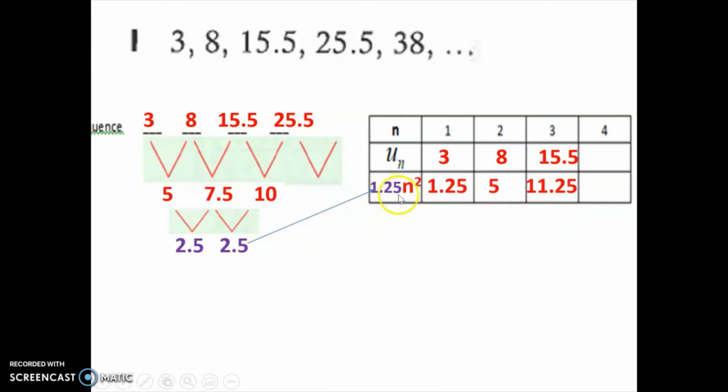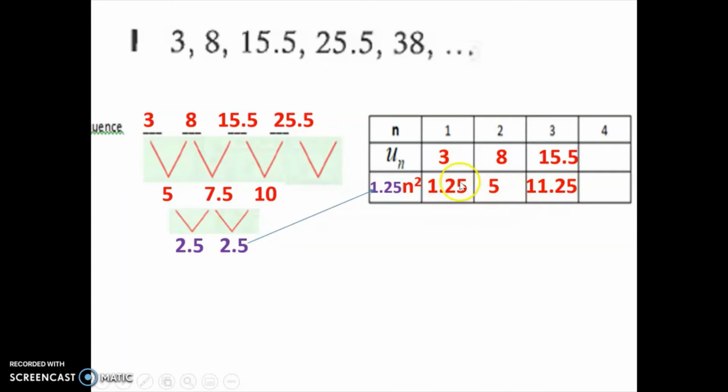That should be 1.25 n squared, because we take half of that to get the coefficient. Half of 2.5 is 1.25. Okay, now you're putting 1 in here. 1 squared times 1.25 is 1.25. 2 squared is 4. 4 times 1.25 is 5, and on and on.